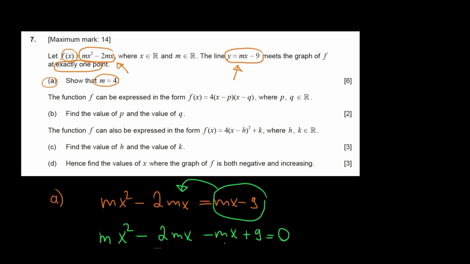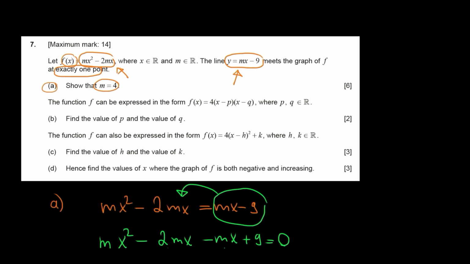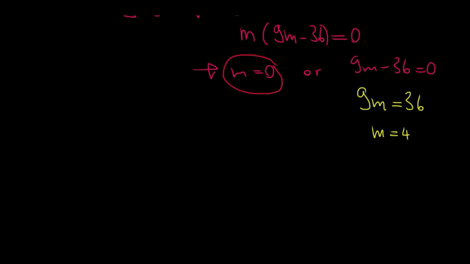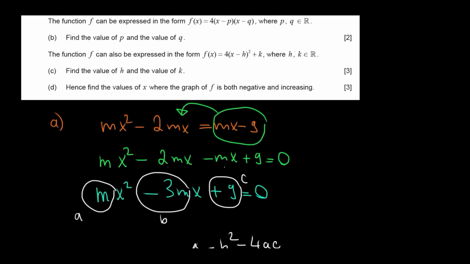Since in our question we had to show that m equals 4, yes indeed m is 4, because m cannot be 0. If m were 0, we would not have a quadratic function anymore. So the first option of m equals 0 is not even possible. So therefore indeed m equals 4, and we have proved it. So that's one question done.